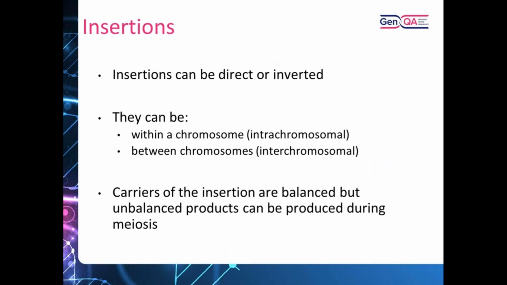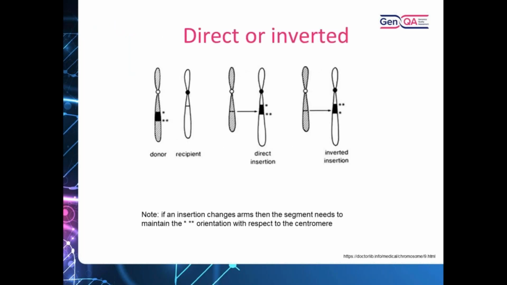Okay, so the next type of abnormality is an insertion. And insertions are interesting because they can be either direct or inverted. They can be within a chromosome, i.e. intrachromosomal, or they can be between chromosomes, interchromosomal. Again, carriers of the insertion are balanced or usually balanced, but unbalanced products can be produced during meiosis. And like in the other rearrangements, carriers tend not to have a phenotype associated with it. So what do we mean by direct or inverted?